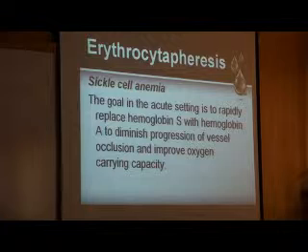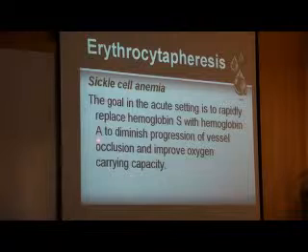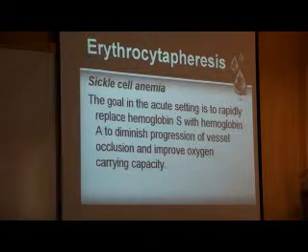We use apheresis for sickle cell anemia in one of two fashions. First, we do it in an acute setting. The target of the acute apheresis is to remove hemoglobin S and replace it with hemoglobin A in a condition where a sudden vascular event has occurred, like a stroke or vaso-occlusive crisis.